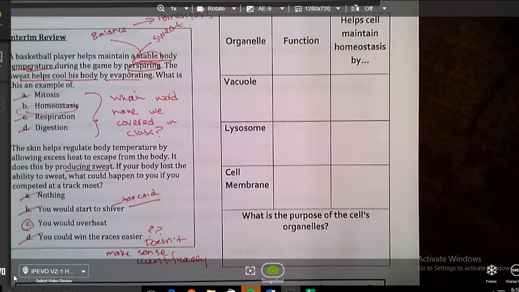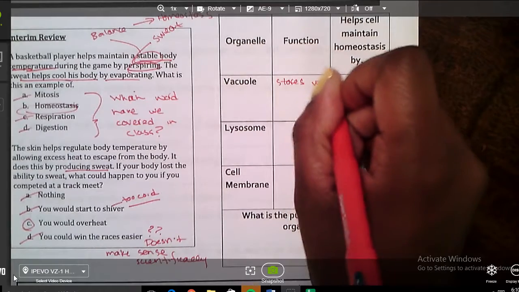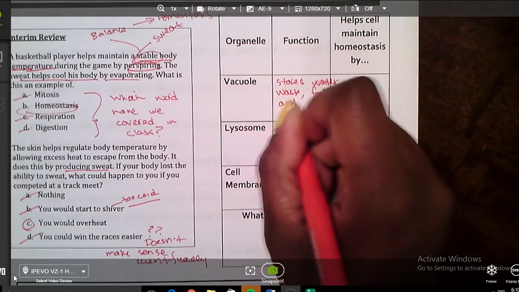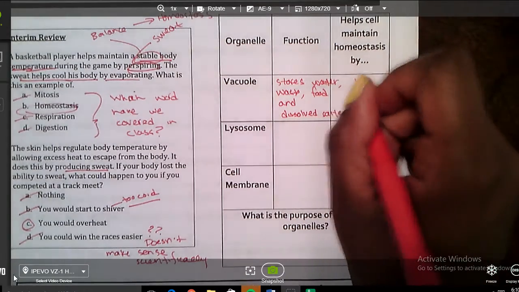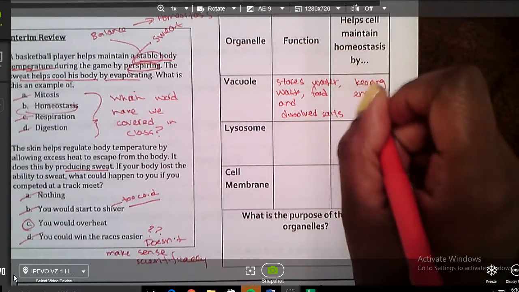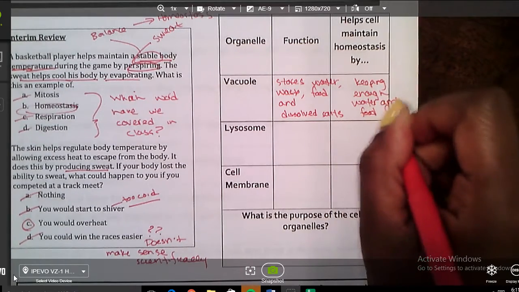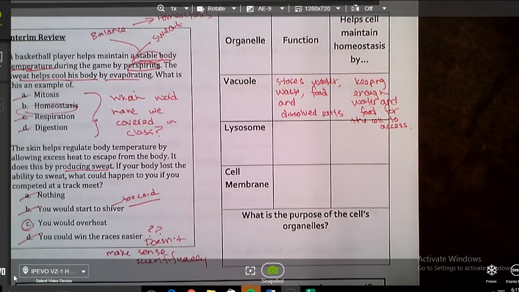All right, we're just going to review some of our most important cell organelles. We have the vacuole, which stores water, waste, food, and dissolved salts. This helps maintain homeostasis by keeping enough water and food for the cell to access. So it's almost like our stomach, right? So basically, it makes sure that the cell doesn't starve and the cell can remain balanced, which is what homeostasis is, because the vacuole is storing just enough of what it needs.